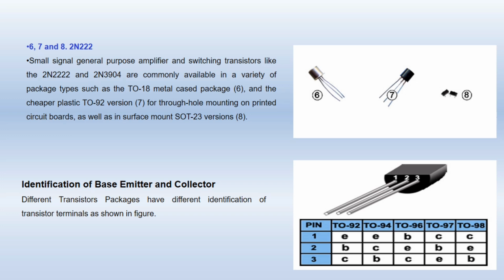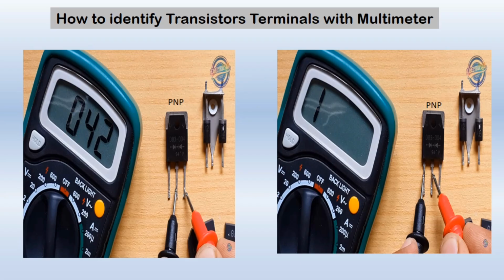And for TO97 and TO98, it again changes. The first pin becomes the collector, then base and then emitter. So the terminals depend upon the type of package used for the transistor. You can identify the transistor terminals with the help of a multimeter also.